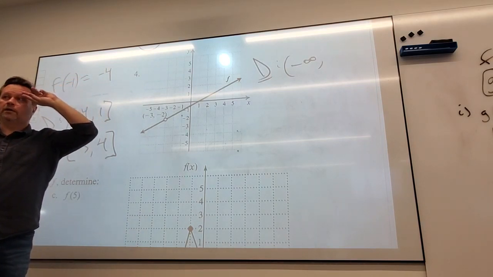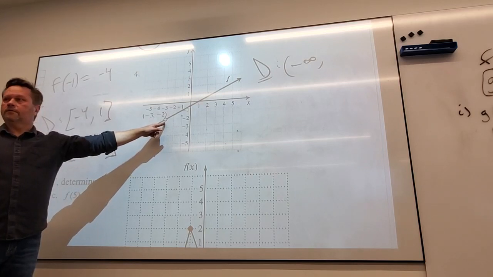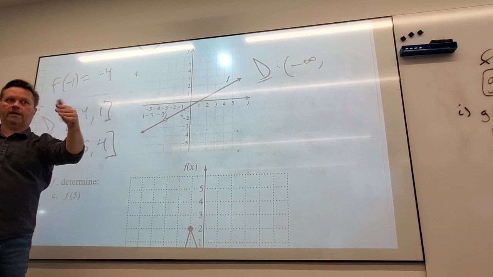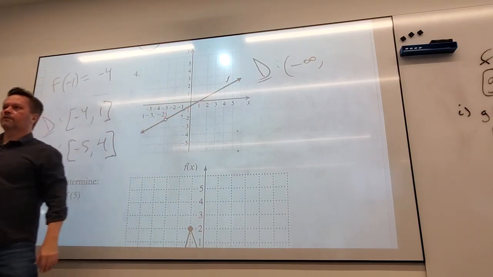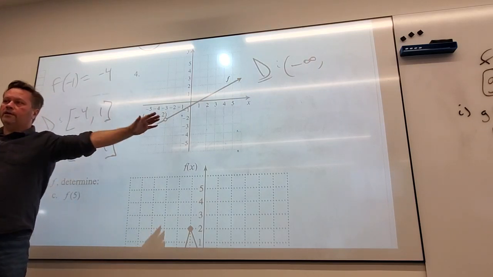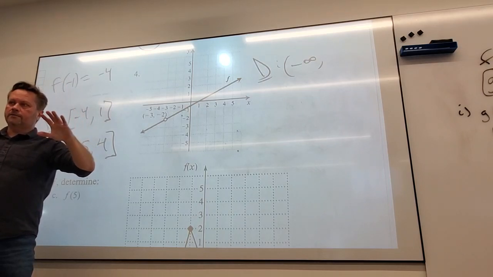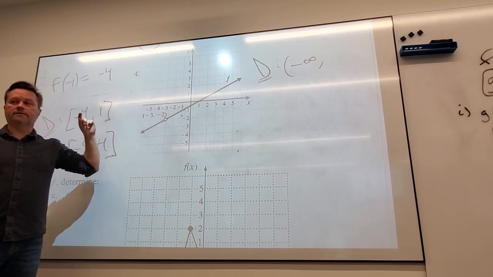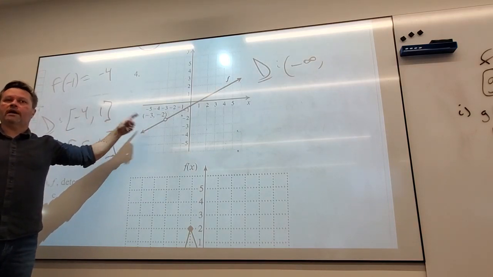What's not included? Negative 3 is not included, correct? So don't I have to stop at negative 3? You guys with me? I can't say negative infinity to infinity because I'm lying. Do you agree with me that I can't use every x value? Not every x value has an output. Is there an x value that does not have an output? What x value does not have an output?